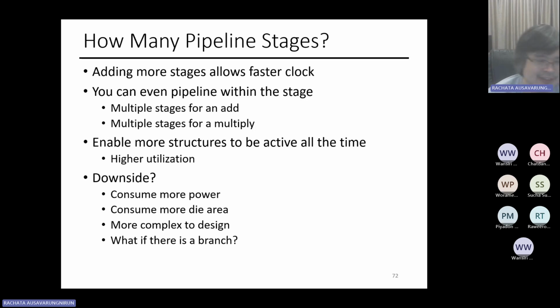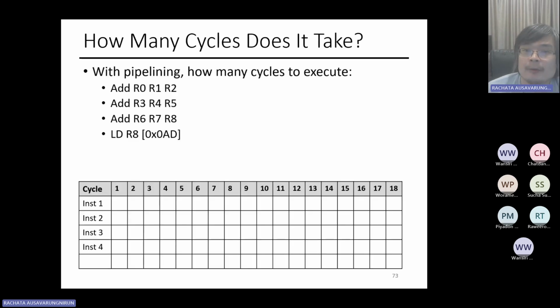So we'll talk about branch in the following weeks, just to make sure we're done with pipelining first. Let's assume this one simple example, with a 5-stage pipeline. Let's do a quick calculation on how long this takes. You have 4 instructions: instruction 1, instruction 2, instruction 3, and instruction 4.